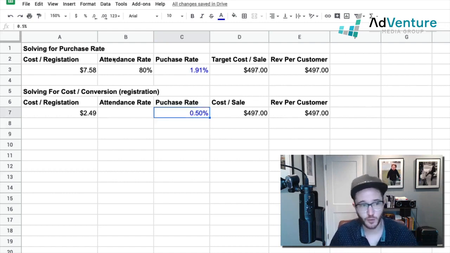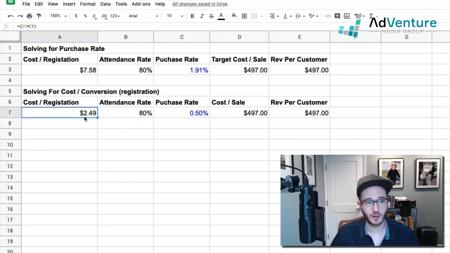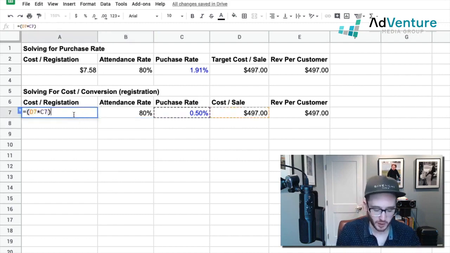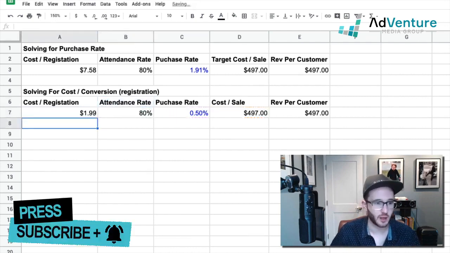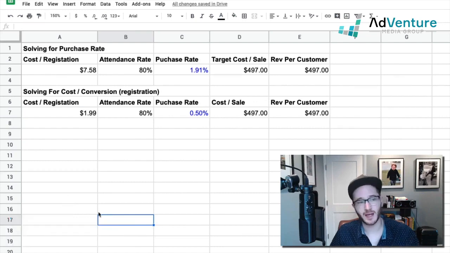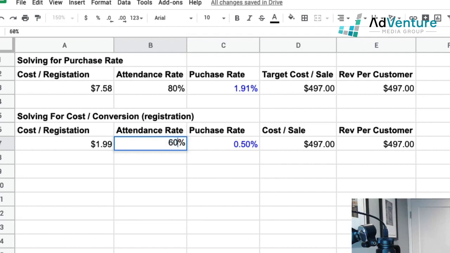So if that doesn't improve, and let's say my attendance rate is also 80%, what would my cost per registration have to be? It's very simple. We multiply this number by my attendance rate, and my break-even cost per registration goes down to $1.99. If I have a 60% attendance rate, I need a $1.49 cost per registration. If I have a 95% attendance rate, make sure you add the percent, I need a $2.36 cost per registration.